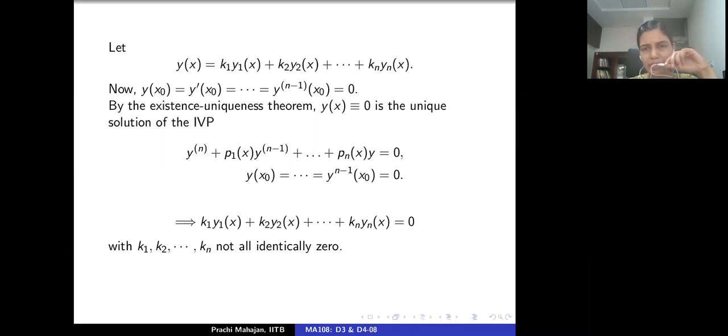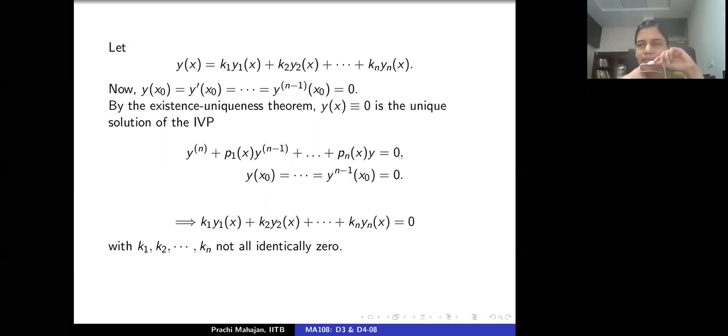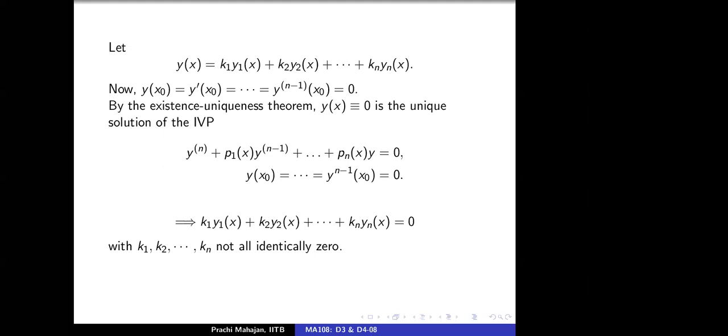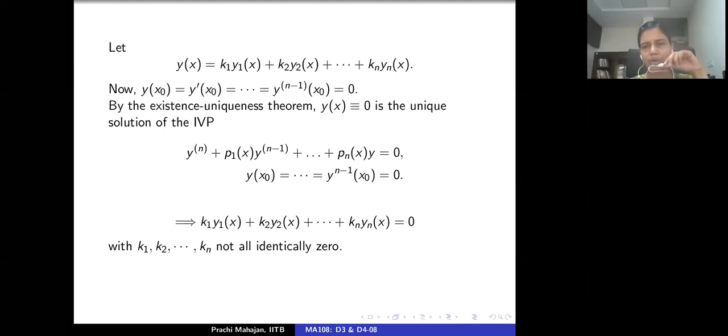So what is it that we have been able to show? We have been able to show that there exist k1, k2, kn, not all zero, such that k1 y1 plus k2 y2 plus kn yn is equal to zero on the interval I. This is exactly saying that y1, y2, yn are linearly dependent on the interval I, and we are done. This is what we were required to prove. Is that okay with everybody present here? Yes, the proof is much like what we did for the order 2 case. Exactly the same proof.